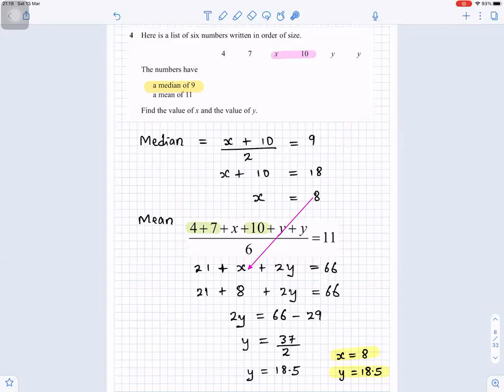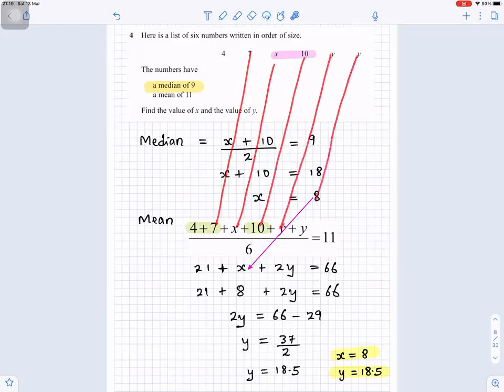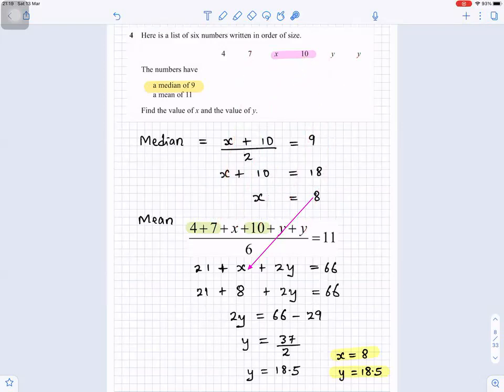The next information they're giving us is that the mean of the numbers is 11. The mean is when you add all the numbers, divide by how many of them there are. So we add all of them: 4 plus 7 plus x plus 10 plus y, divided by 6 is equal to 11, because they told us the mean is 11. So it's divided by 6 on the left. You take it to the right, it becomes times 6. So 11 times 6 is 66.